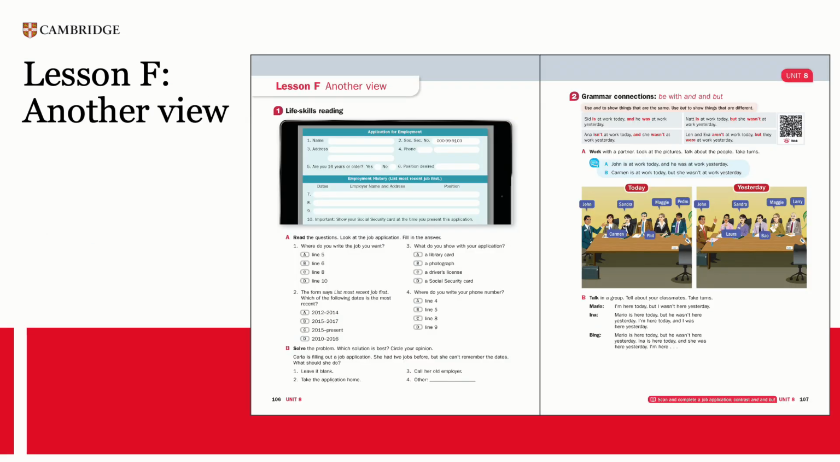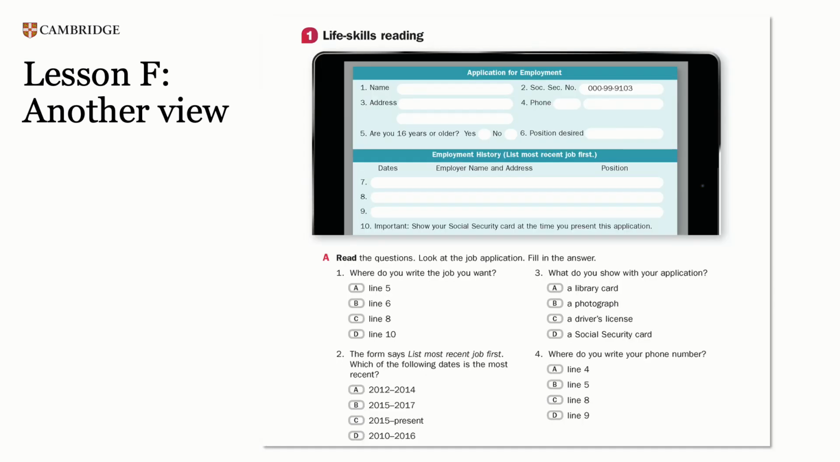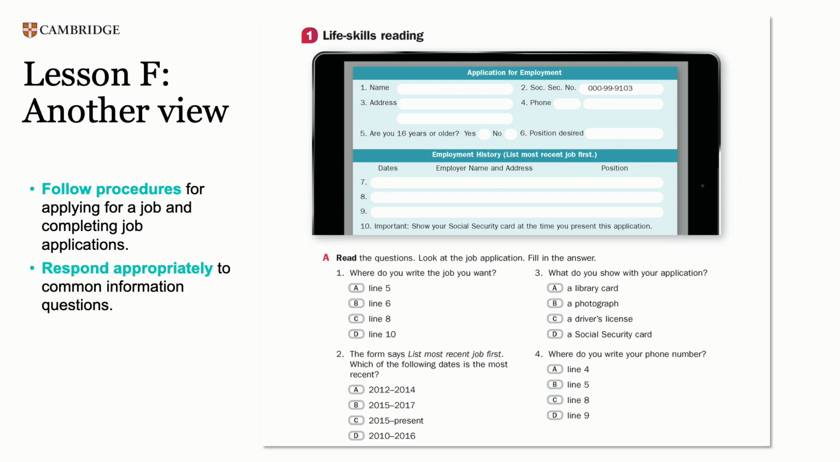Lesson F contains an additional reading with a life skills focus. Here, students read and answer comprehension questions about an application for employment. 2 more employment competencies are covered here: following procedures for applying for a job and completing job applications, and responding appropriately to common information questions.